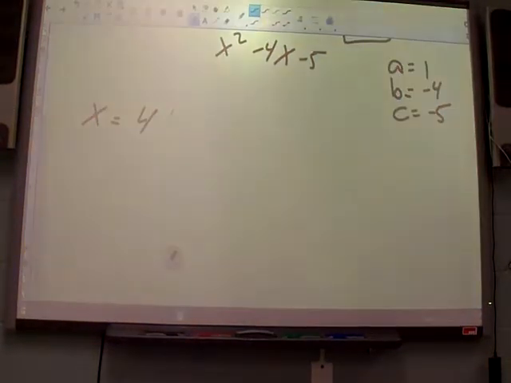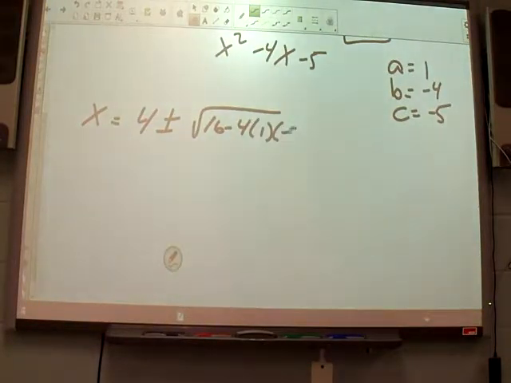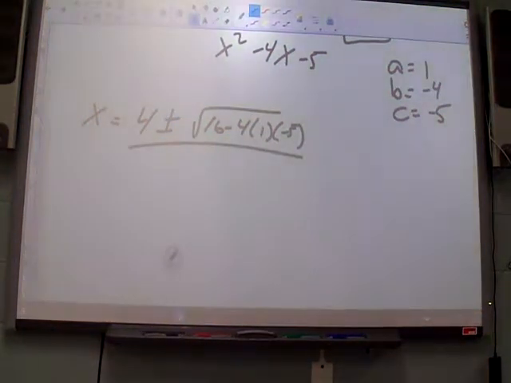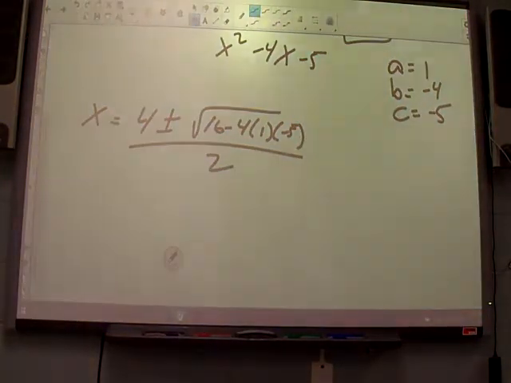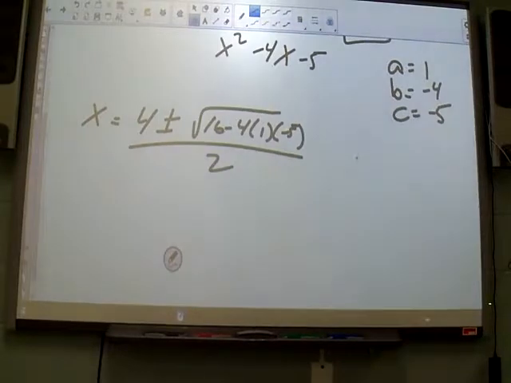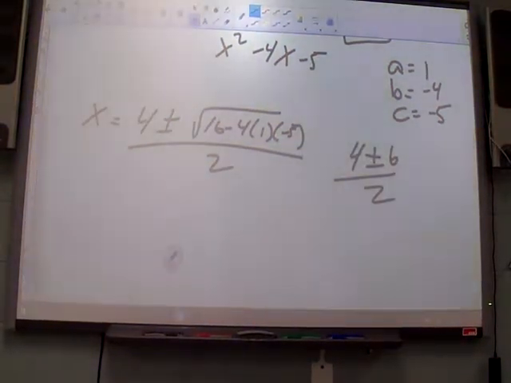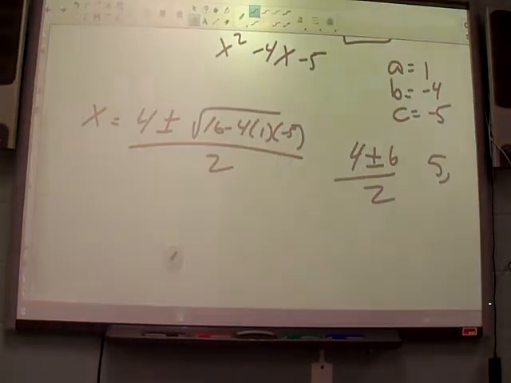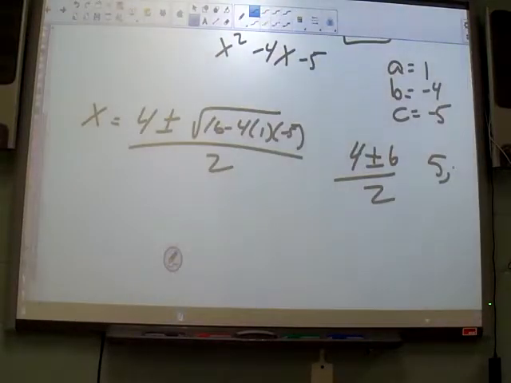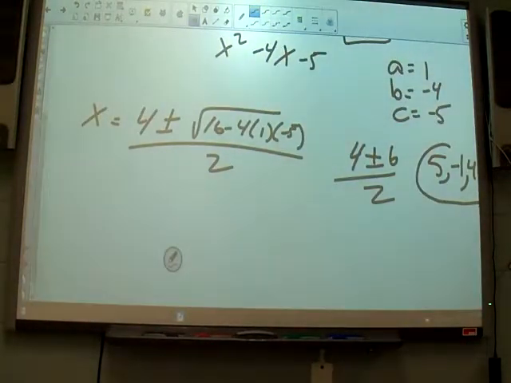X equals negative b plus or minus the square root of b squared minus 4ac all over 2a. So I've got 16 plus 20, which is 36. Square root of 36 is 6. So 4 plus 6 is 10. 10 divided by 2 is 5. 4 minus 6 is negative 2. Negative 2 divided by 2 is negative 1. And then don't forget the first answer that you got was from synthetic division. So there are your 3 answers.